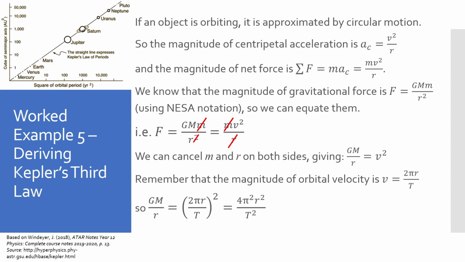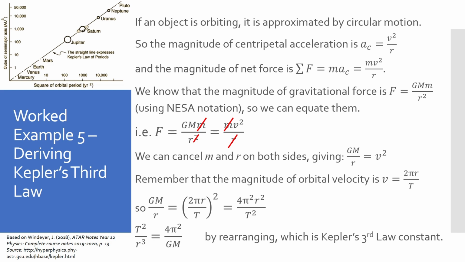So now we can replace the v with 2 pi r on T, making sure we square it, put it in brackets. So we're left with big G, big M on r equals 4 pi squared r squared on T squared. All we have to do now is rearrange to get T squared on r cubed equals 4 pi squared on big G, big M. That's Kepler's third law.